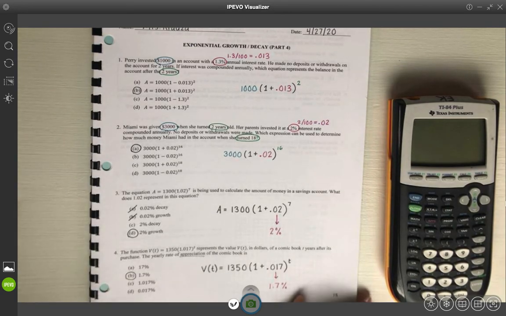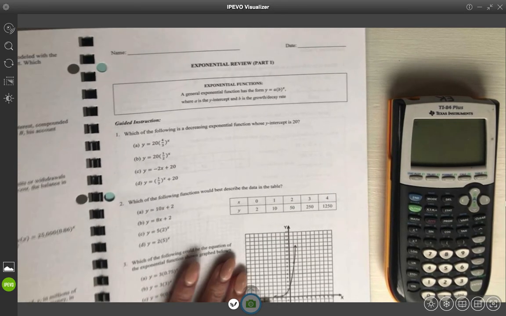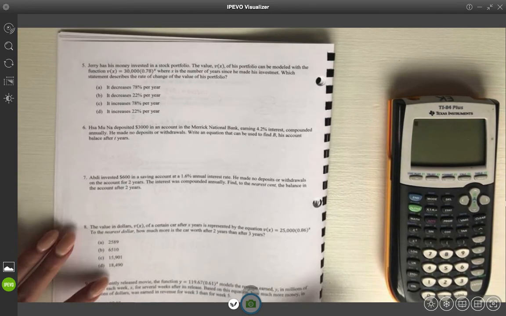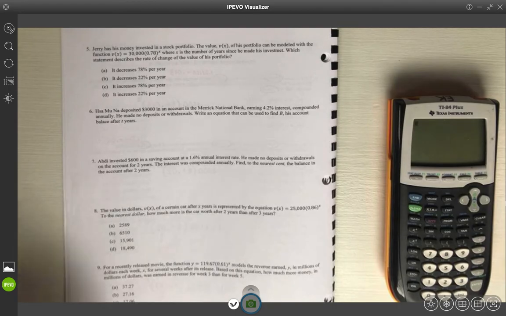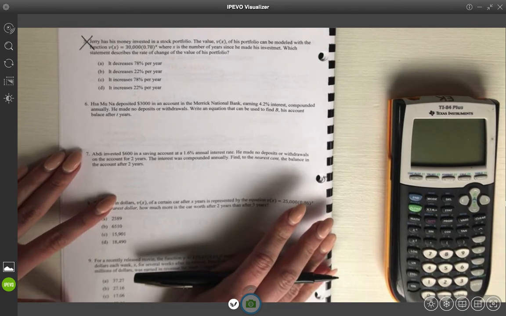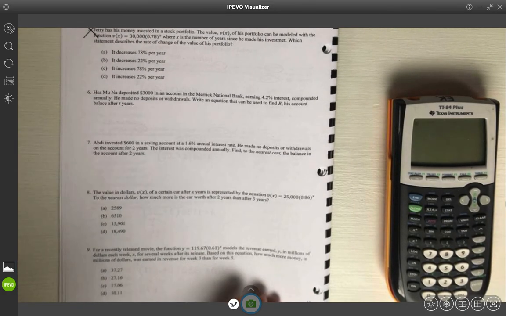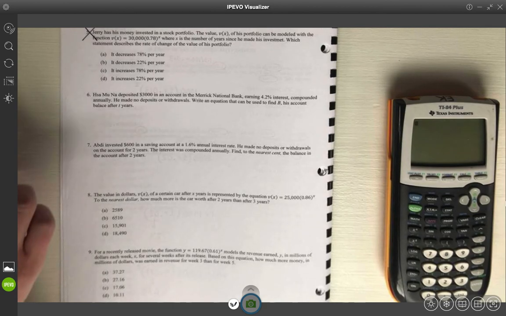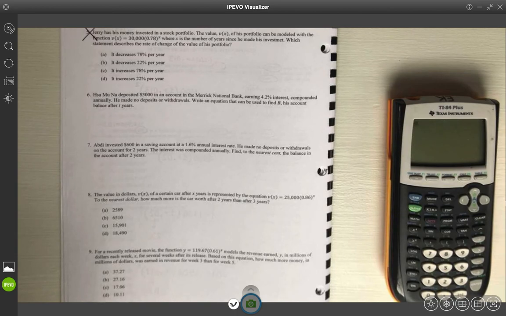Let's flip the page to page 19. Okay, we're actually going to skip number 5 because the last video went a little long and I don't want this one to be quite as long. So we're going to jump ahead to number 6 and 7. Samuna deposited $3,000 in an account at the Merrick National Bank, earning 4.2% interest compounded annually. He made no deposits or withdrawals. Write an equation that can be used to find B, his account balance after T years.